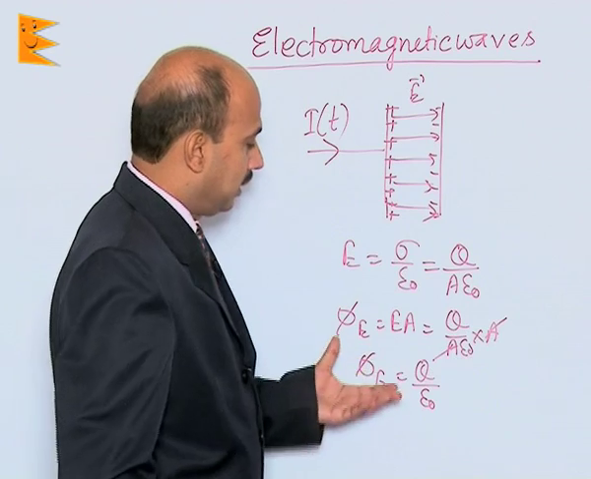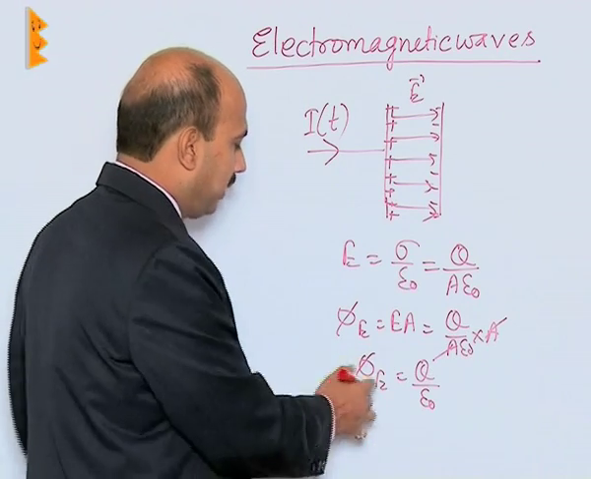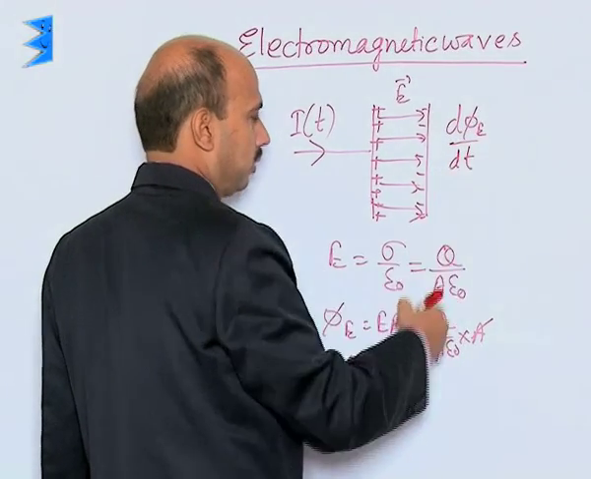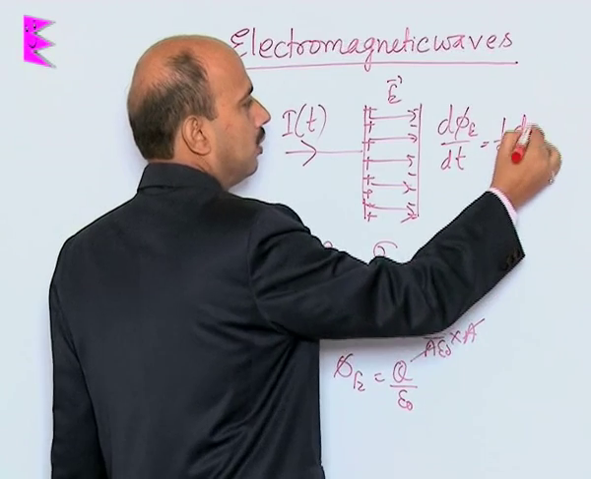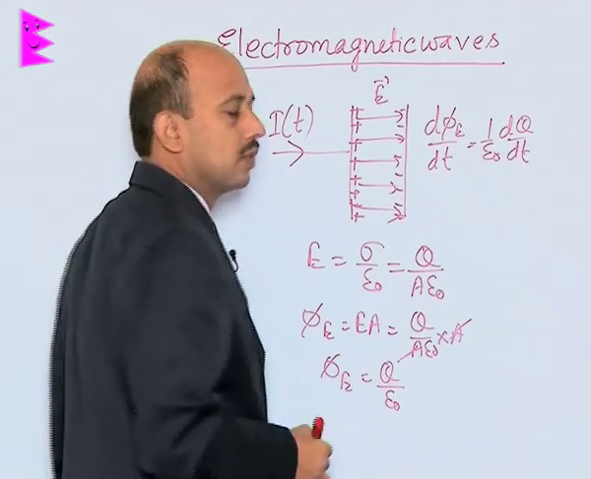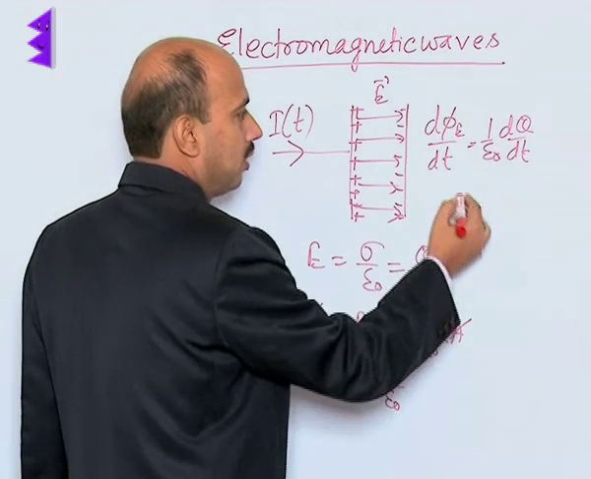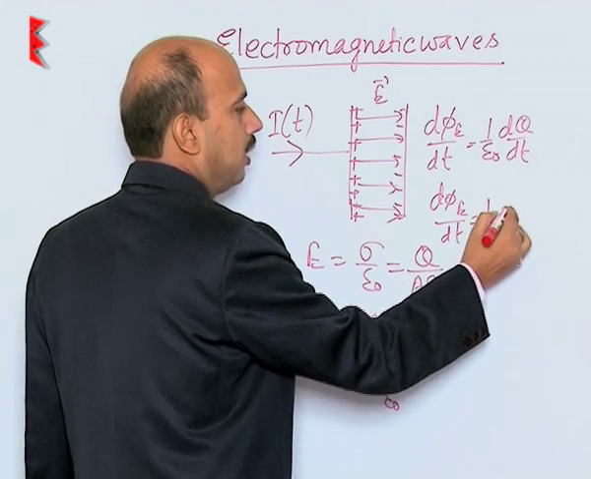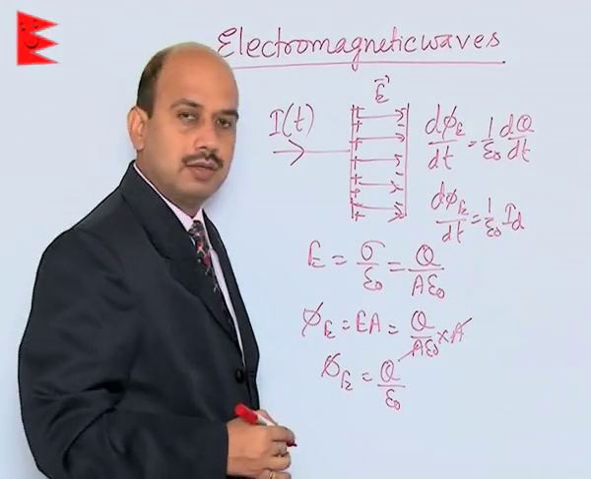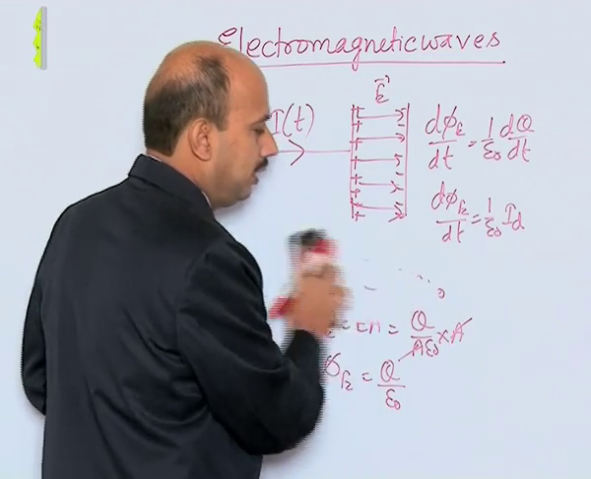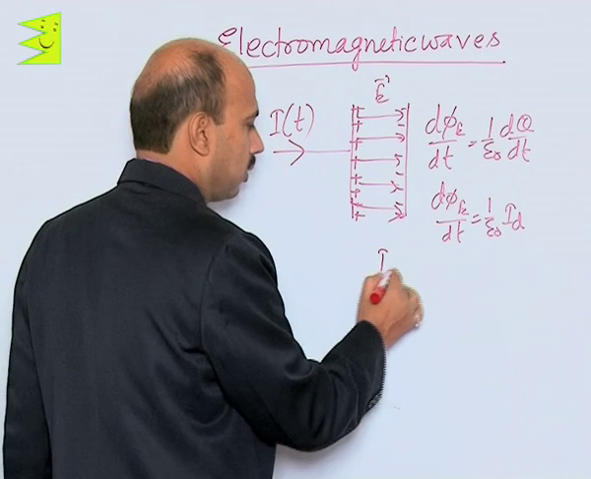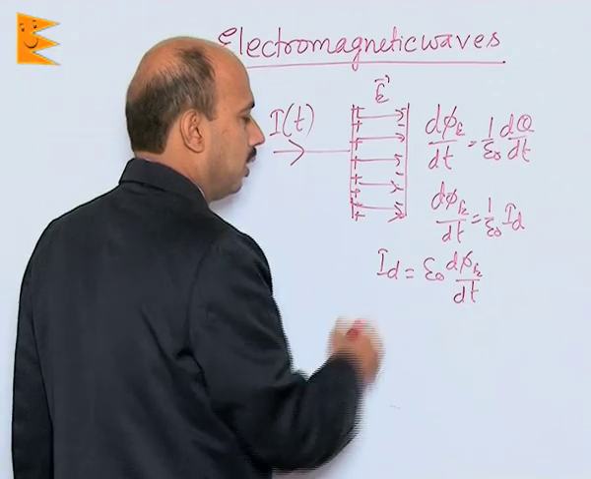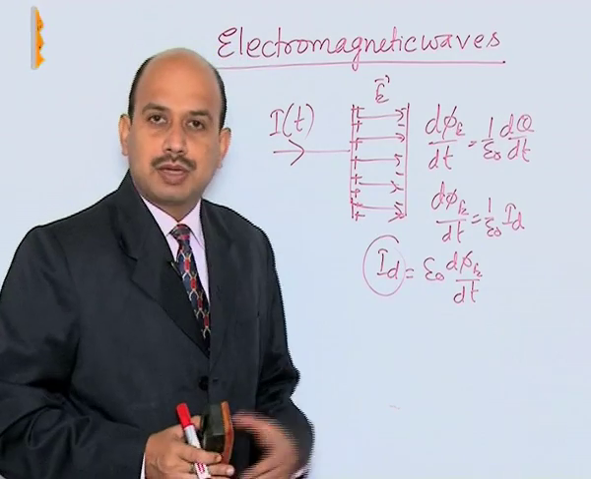Now differentiate with respect to time. We get d phi E upon dt is equal to 1 upon epsilon naught dq upon dt, and in this case d phi E upon dt is equal to 1 upon epsilon naught I. This is called displacement current. So we can write ID is equal to epsilon naught d phi E upon dt. This ID is known as displacement current.